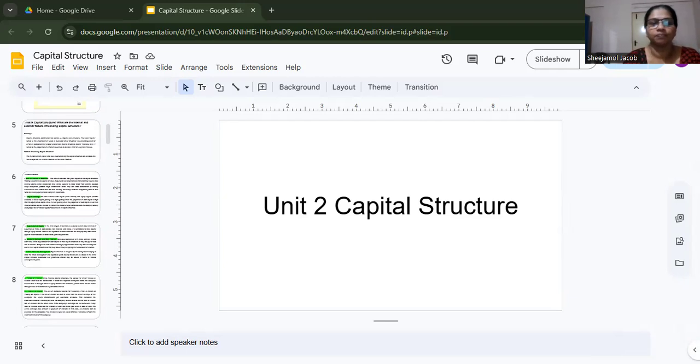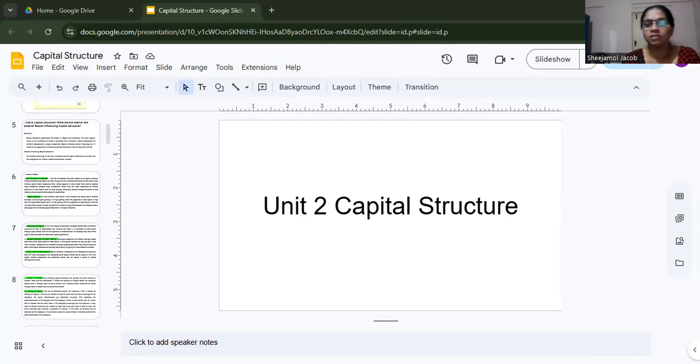What is capital structure? It is a mix of debt and equity with which a company finances its operations and growth. What is debt? That is the borrowed instruments of the company. Examples of debt instruments are loans from a bank or financial institution, debentures issued by the company, bonds issued by the company. These debt instruments carry a fixed rate of interest. And what is equity? Equity shares, preference shares, retained earnings, all these comprise equity. It is also known as owner's fund or net worth.